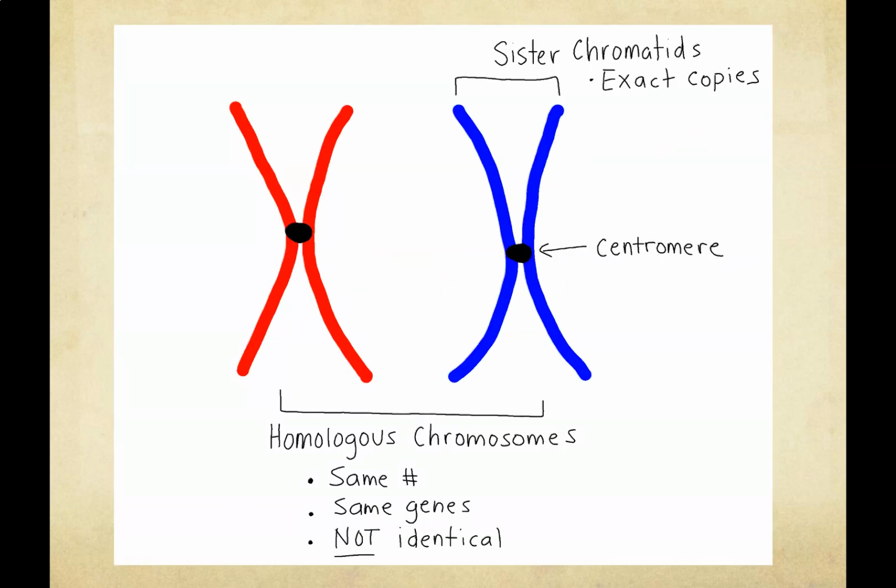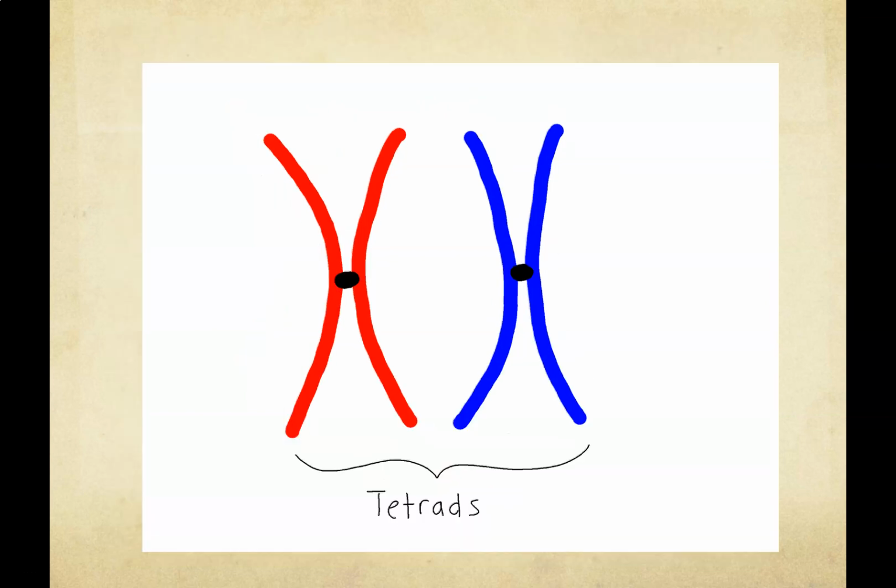But here's where things get a little tricky. Remember, homologous chromosomes mean they're the same number. They have the same genes in the same spot. They're not identical, but the genes are in the same spot. So once again, let's say that the gene down here or the gene up here, they're the same gene. They have to be held together at a centromere. They're called tetrads, once again, because there's a total of 4 sisters. 1, 2, 3, 4. There's your tetrad.